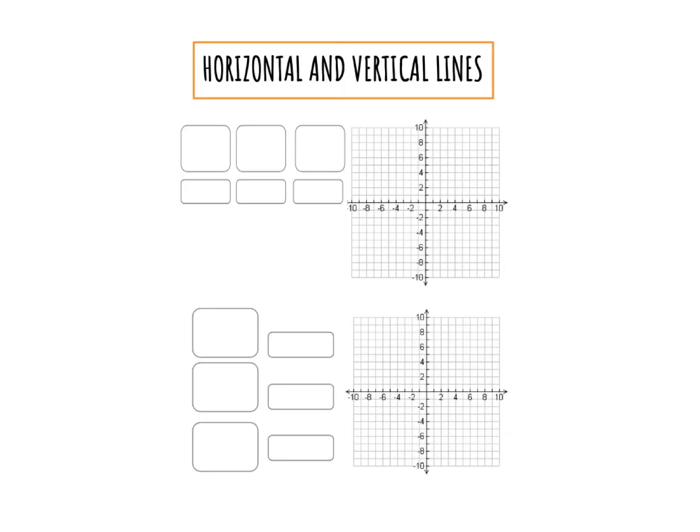To help us remember which is which, there's this nifty little abbreviation that math teachers like to use. When you have a horizontal line, we like to remember it as HOI.